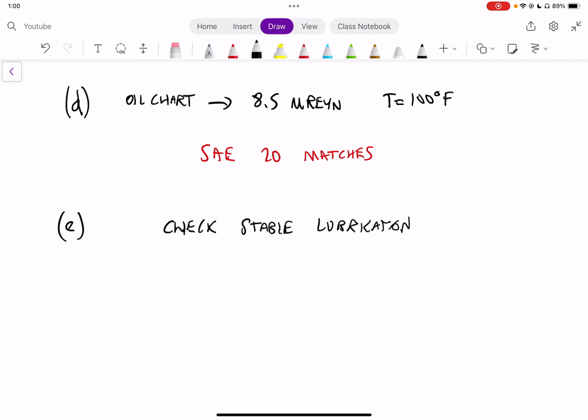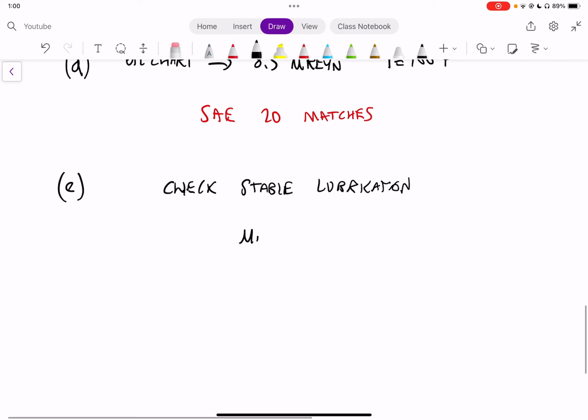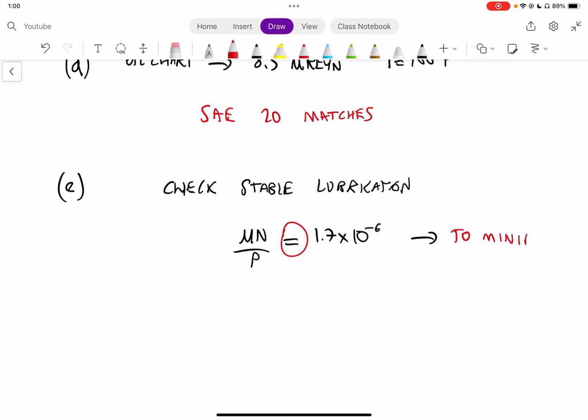And in order to check stable lubrication, I'm going to write that mu n over P should be equal to or greater than 1.7 times 10 to the minus 6. But I'm going to make it equal to, so I'm going to use this equal sign, because I want to minimize friction. The lowest value of stable lubrication is going to give us the lowest friction because it means that our viscosity is going to be as low as we can. Okay, so that's going to minimize friction. So that's what it means in the question.